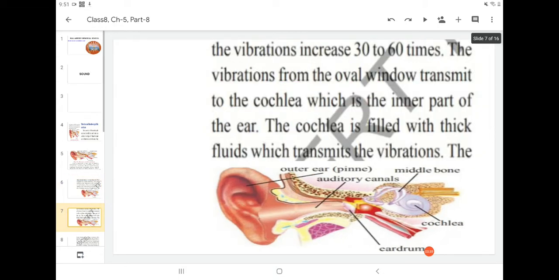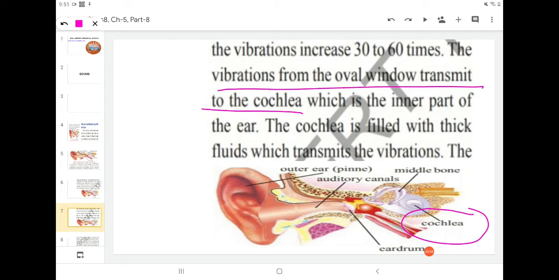So the vibrations from the oval window transmit to the cochlea, which is the inner part of the ear. This cochlea is filled with thick fluids which transmit the vibrations.